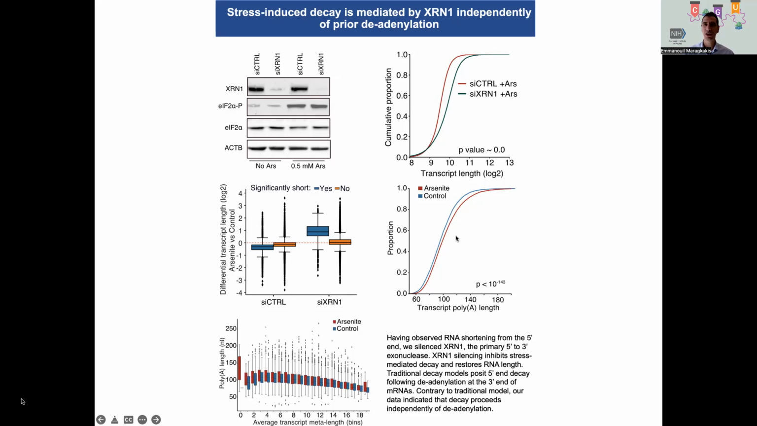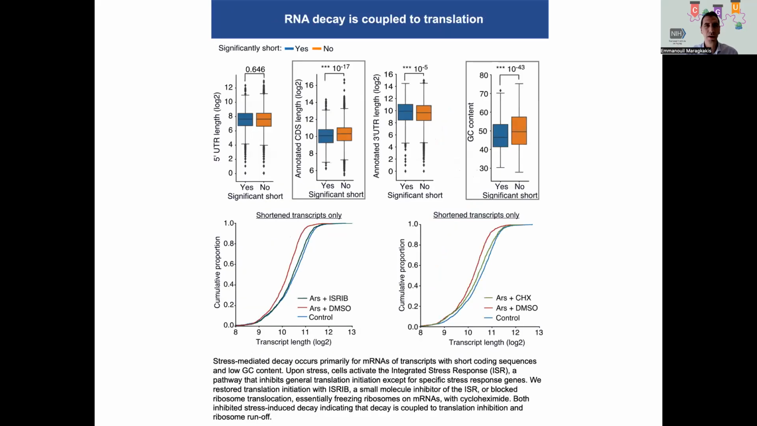Interestingly, we see no association between decay at the 5' end and deadenylation. So contrary to what the traditional decay model under normal conditions would predict, which would be that the first step would be deadenylation and then subsequent decapping and fragmentation from the 5' end, that's not what we see upon stress. Interestingly, what we saw is that these RNAs that are being shortened the most are those that have the shorter coding sequence and the lowest GC content. And we hypothesized that maybe translation might be playing a role.